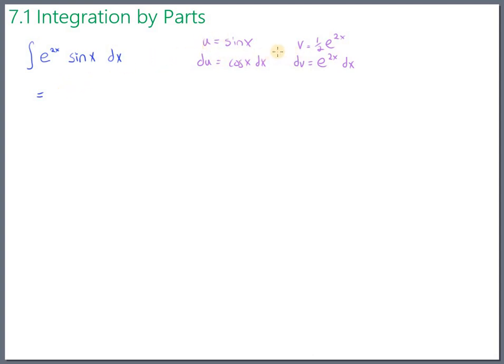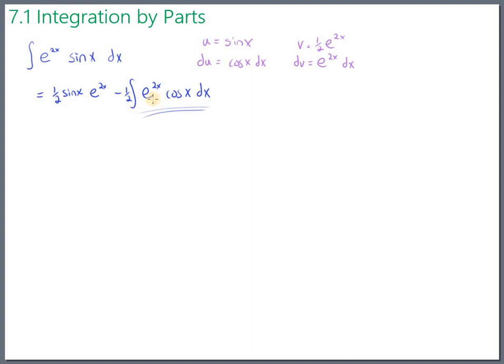So it's ultraviolet, so UV, and I'm going to move the 1/2 out front. Let's go 1/2 sine x e to the 2x. So there's uv minus v du, and I'll pull the 1/2 out front of that. And notice that our new integral here looks like it needs integration by parts. So we could do integration by parts again.